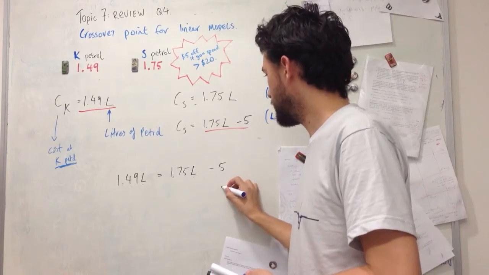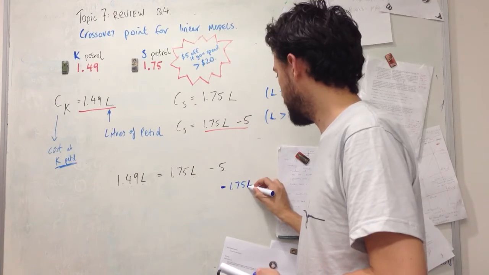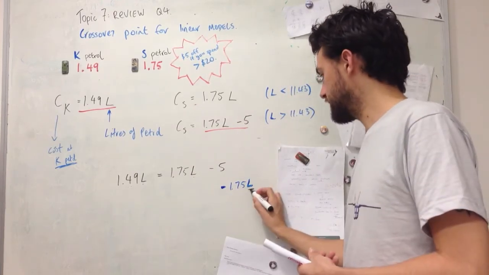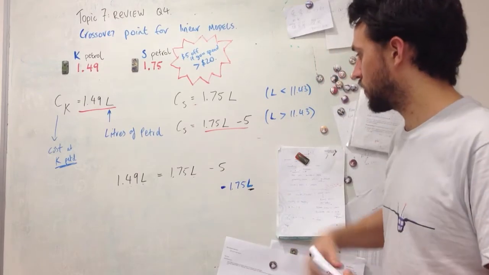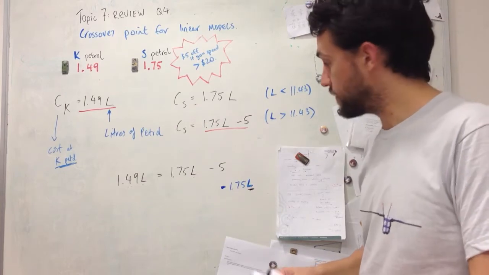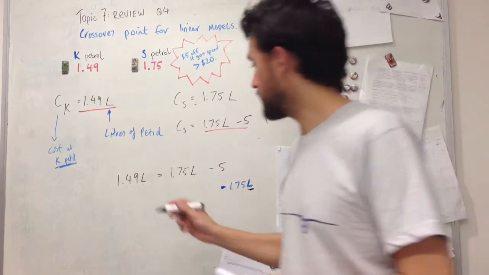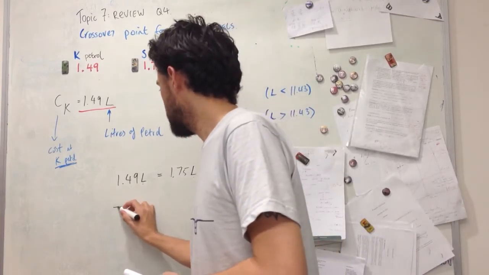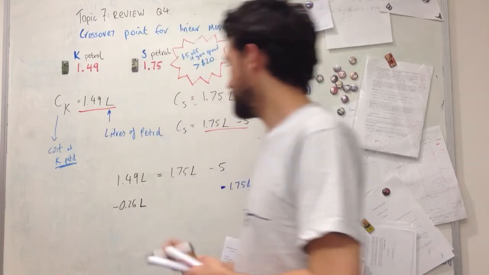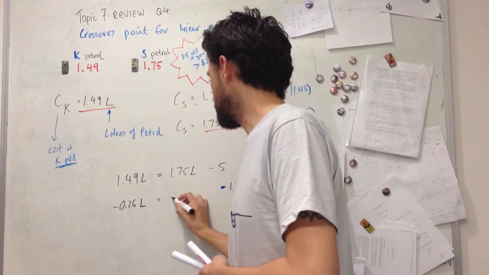I'm going to first subtract $1.75 L from both sides. Remember, I have to do it in terms of this variable, because otherwise I won't be able to eliminate it on this right-hand side. So that would give me 1.49 minus 1.75, which is negative 0.26. So I get negative 0.26 L, don't forget the L, because we subtracted this much L, and that's equal to negative 5.